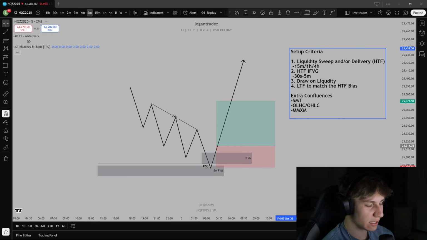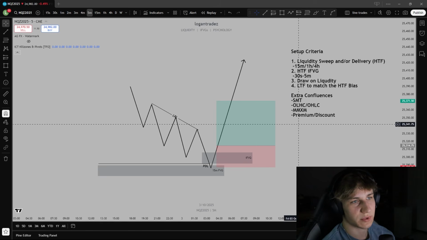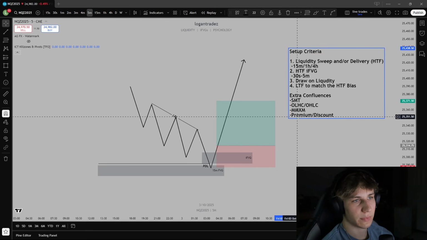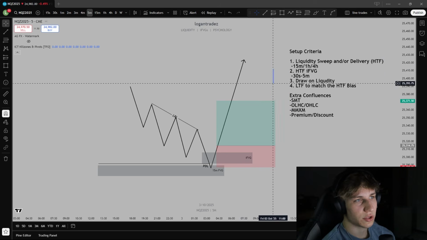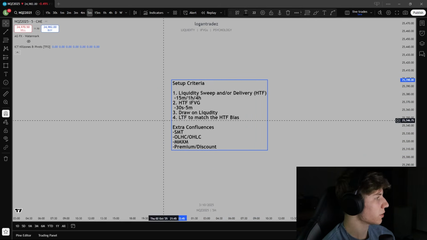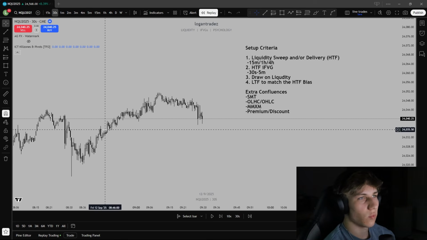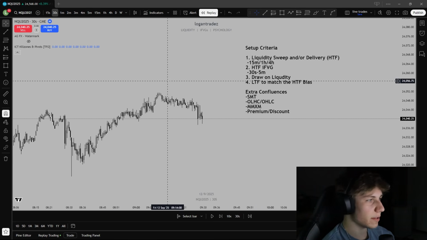Extra confluences. Actually, I'll put one in here. Premium / discount. You normally want your longs to be in discount and you want the shorts to be in premium. So I'm going to go ahead and drag this and we're going to look into an example here. All right, so we are going into this day with this in mind, right?